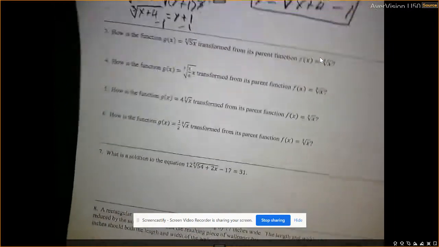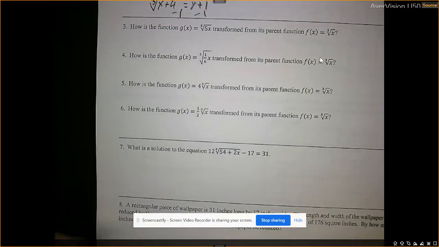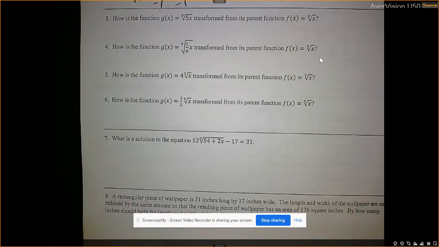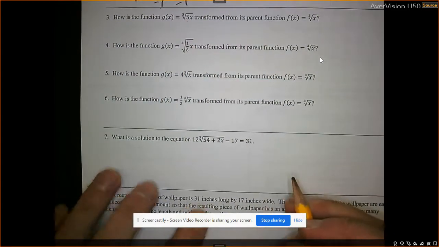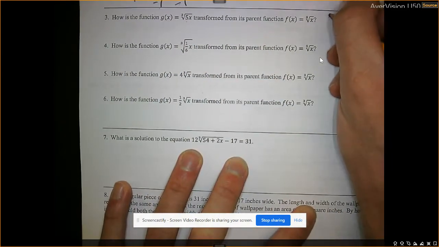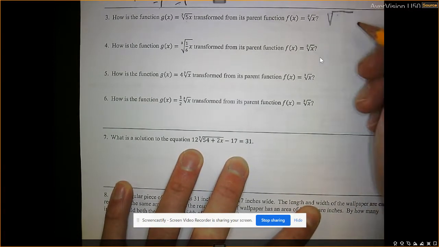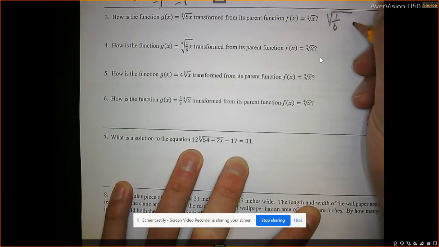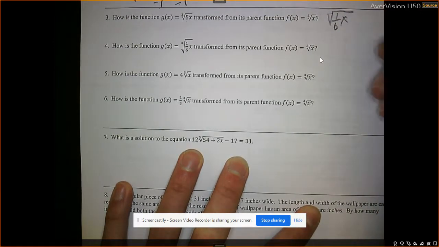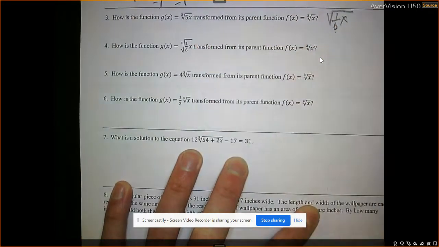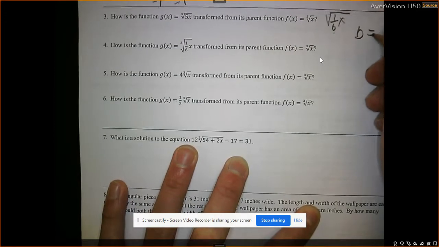Okay, moving on down. These next 4, I'm going to go very fast because they're short. So how is the function cube root of 5x transformed from its parent function? Well, we have a 5x inside, and remember, anything inside the root, going along with x, is 1 over b times x. Well, it can't be 1 over 5, because that's 1/5, but 1 over 1/5, that's 5. So b here is 1/5.